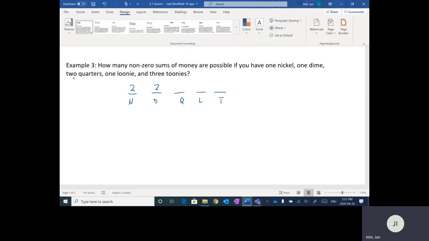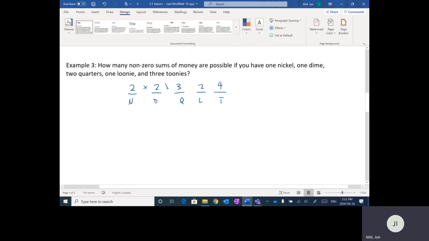Next up, since we have two quarters, there's going to be three options, because you can choose no quarters, you can choose one quarter, or you can choose both quarters. The loonie, again, two options, and then three toonies, which means there are four options. So you can choose one toonie, two toonies, three toonies, or no toonies. This would be the number of possibilities for each one of those coins.